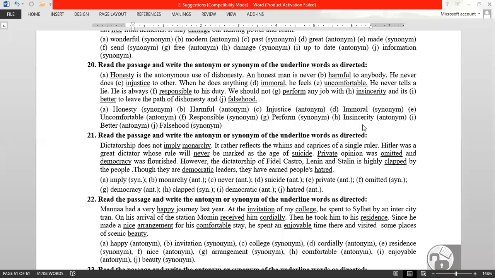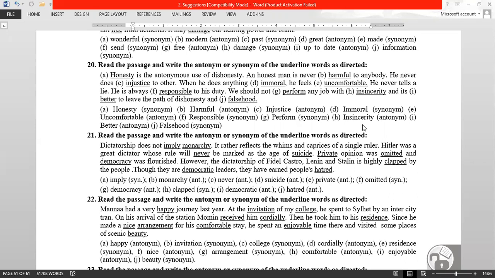Yes, you can use dependable in case of reliable. You can use reliable as a synonym of dependable. If someone is dependable, that means you can depend on him for something. You can rely on him. Depend on, rely on. Okay. Let's move to the next word.